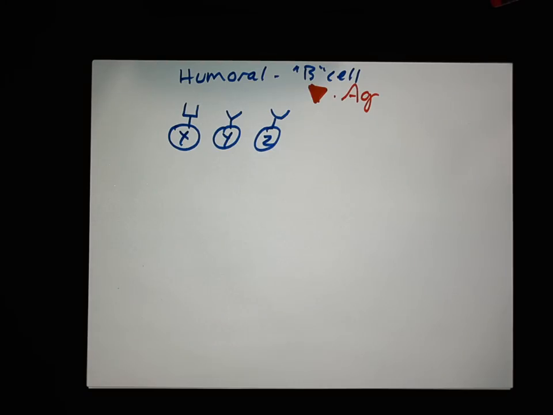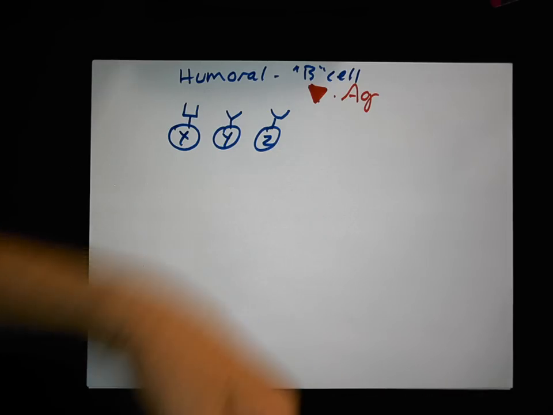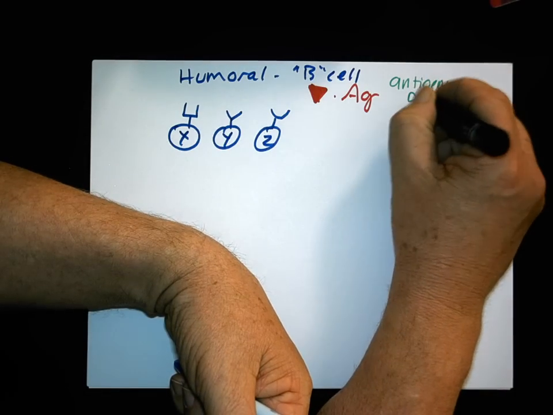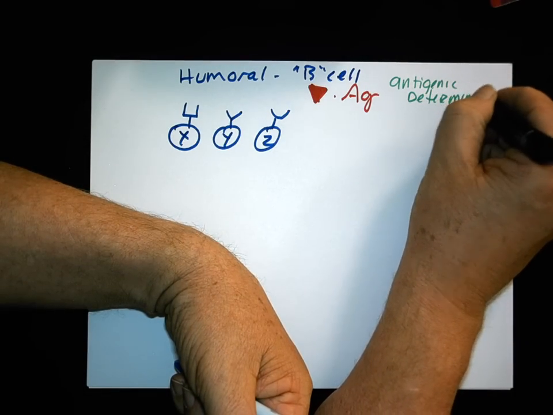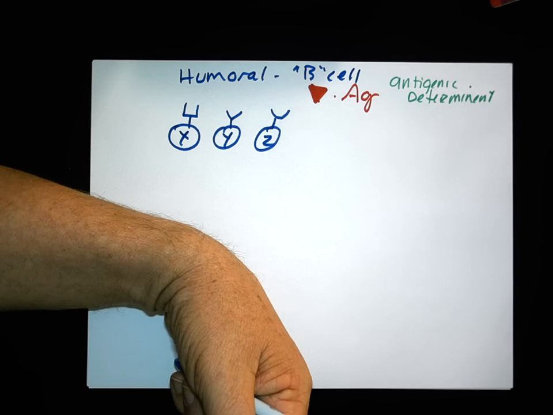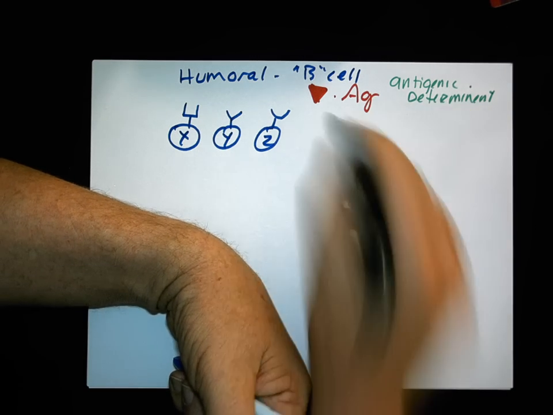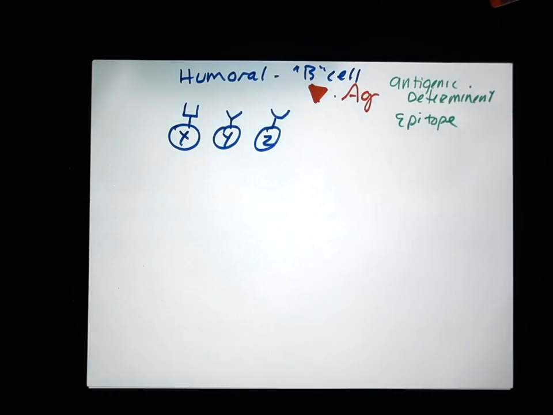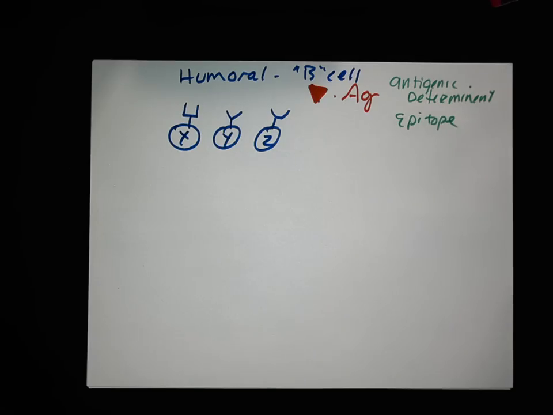We designate antigen by capital A, lowercase g. It is normally part of the bacterial cell or whatever caused the immune response. It is sometimes referred to as the antigenic determinant, or the specific part is sometimes called the epitope. The antigen is what starts the immune process to occur.